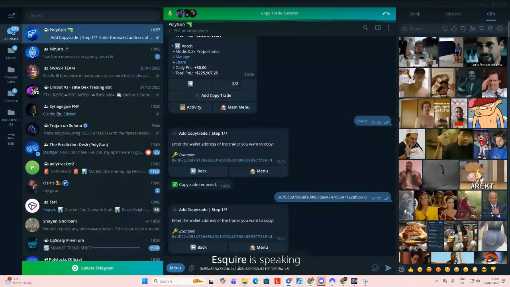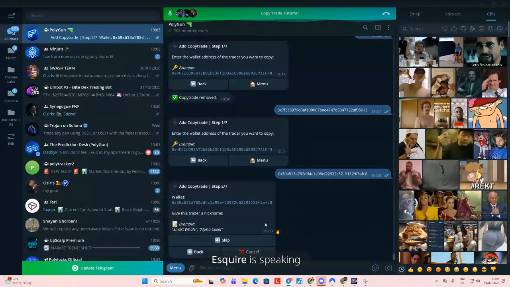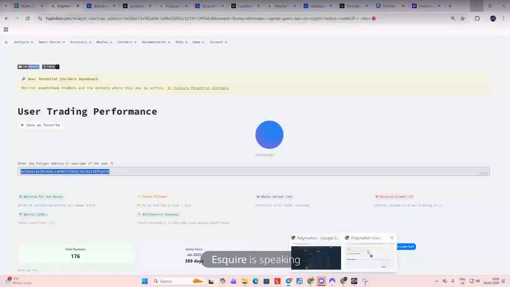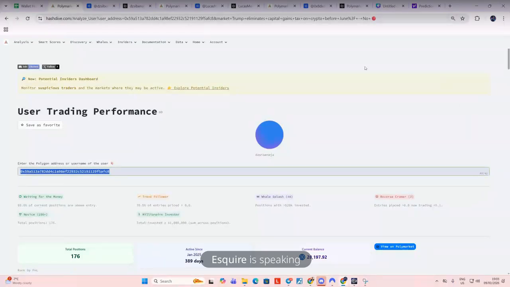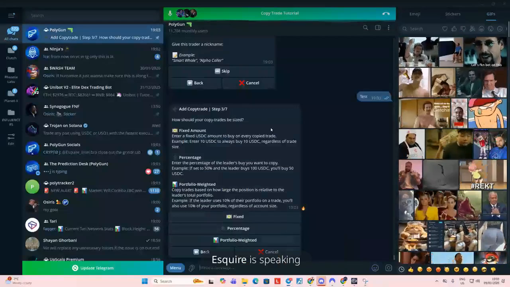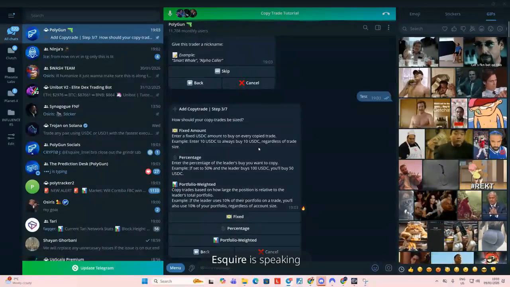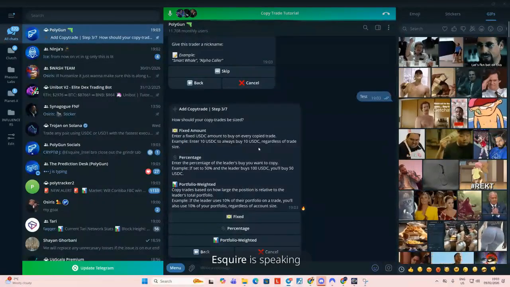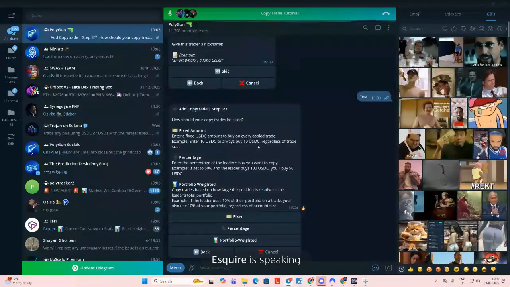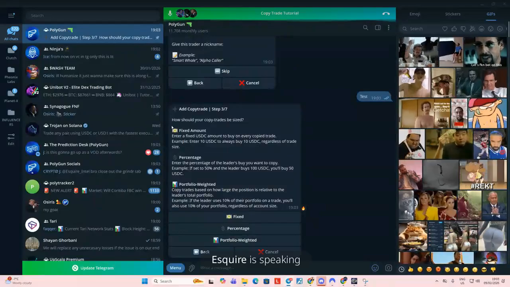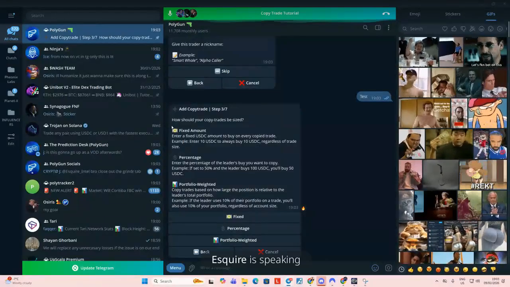As you guys will notice, my screen is just full of copy trade wallets, and I'm addicted to hunting for wallets. So basically, once you get in, the first two steps are pretty simple, right? You're going to put the address in, throw in the name, a nickname, or just a wallet name. From here, step 3 is probably the most important step. Right? It's how do you want to copy trade this individual?